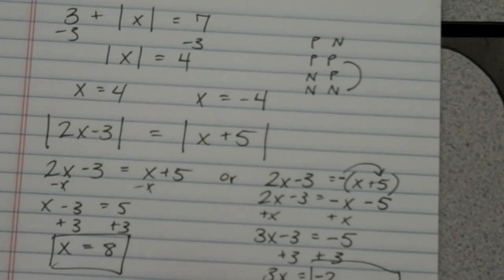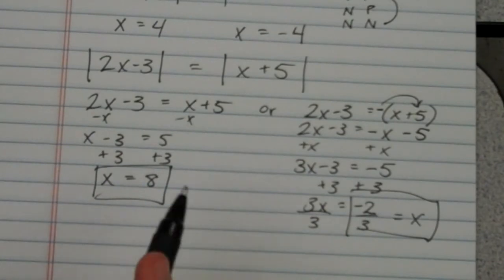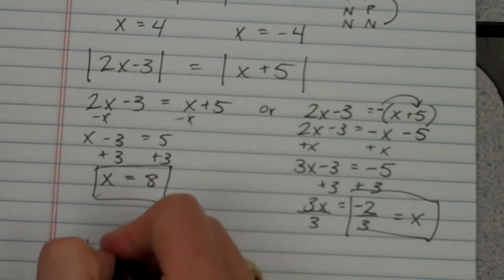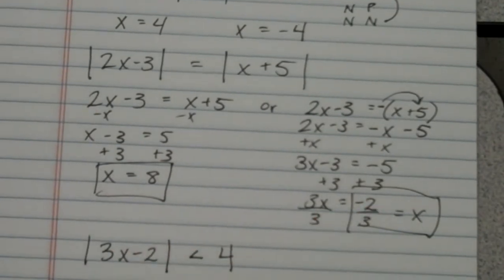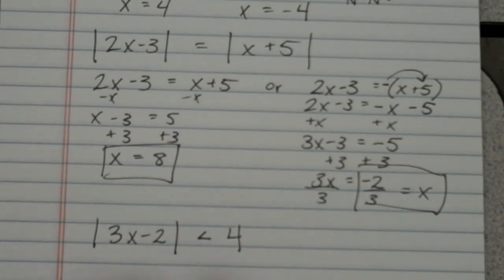The last thing that I want to talk about is solving inequalities that have an absolute value. So here we go. The absolute value of 3x minus 2 is less than 4. All right? This is the same idea, but it requires one more step. So I'm going to write out 3x minus 2 is less than 4, and then 3x minus 2 and a negative 4, but my sign is going to change.